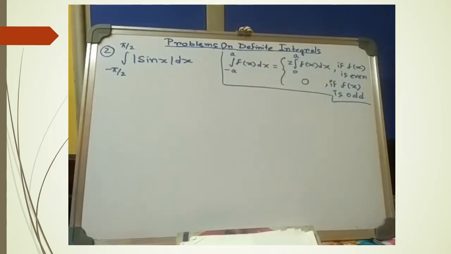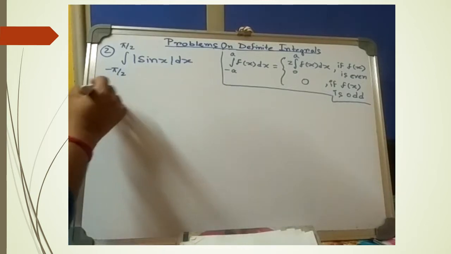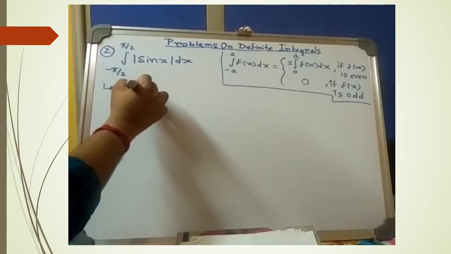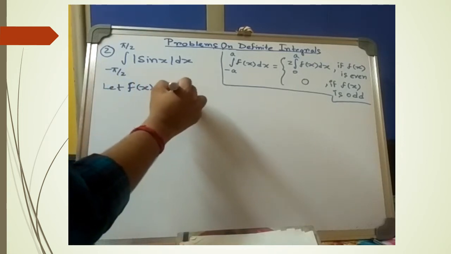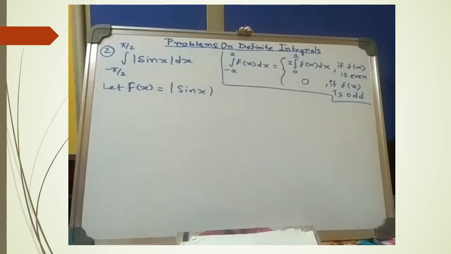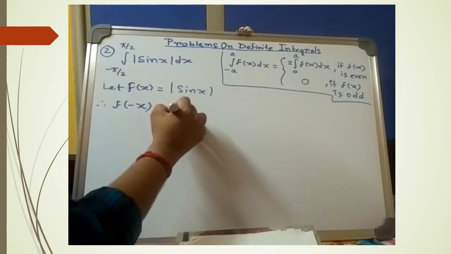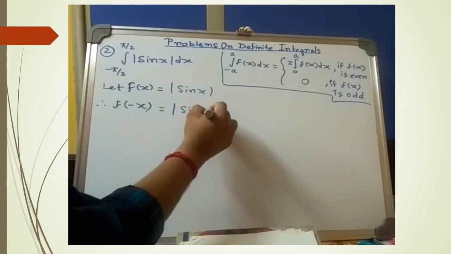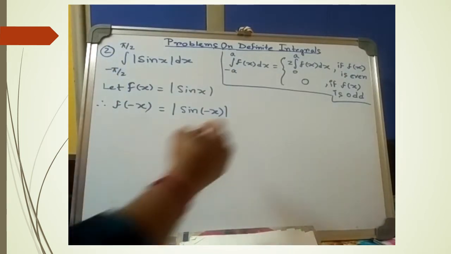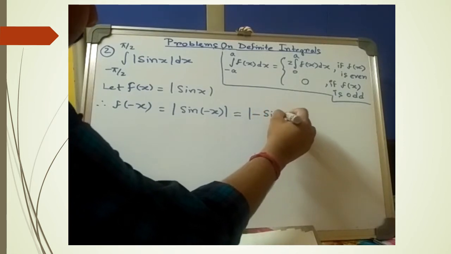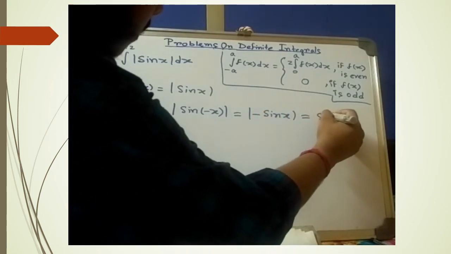First of all, we have to check whether this function is even or not. So let us check it. First of all, let us consider f(x) equals mod sin x. Therefore f of minus x equals mod sin minus x, which equals mod minus sin x. This equals mod sin x.